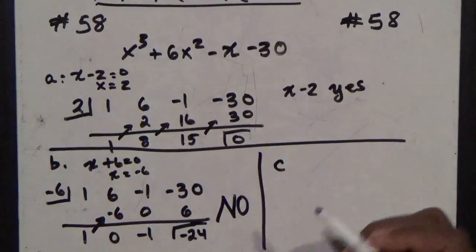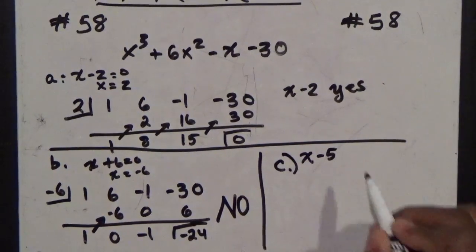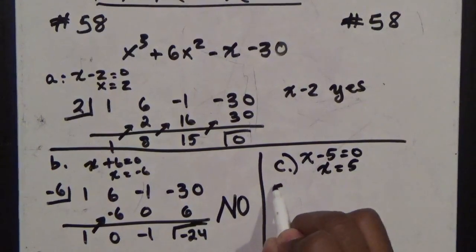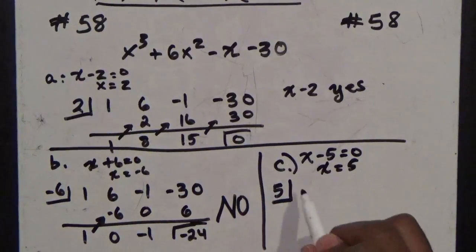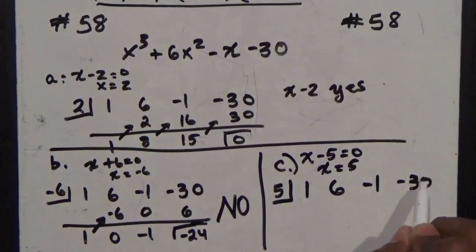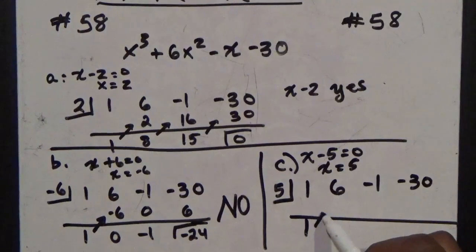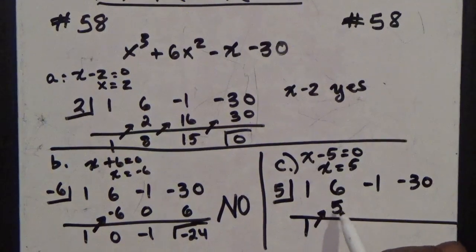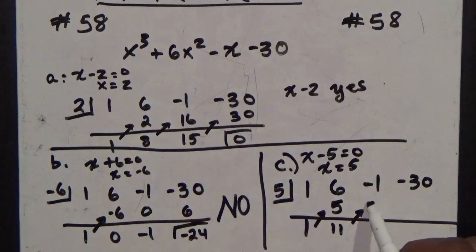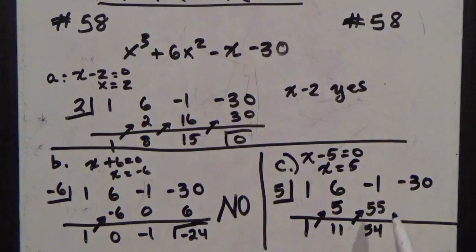Alright, C. Then the factor is x minus 5. If I set that equal to 0, I'll get x is equal to 5. That's the value we want to use. 1, 6, negative 1, negative 30 again. As I go down, I want to bring the first number down, multiply by 5, gives me 5. This gives me 11. Multiply by 5 again, that gives me 55. Add, this gives me 54.